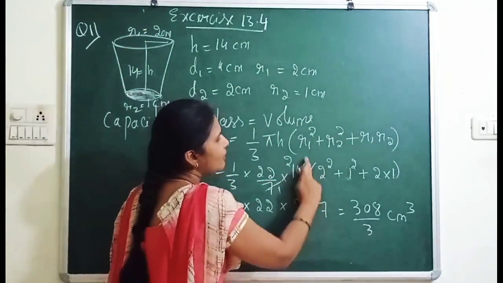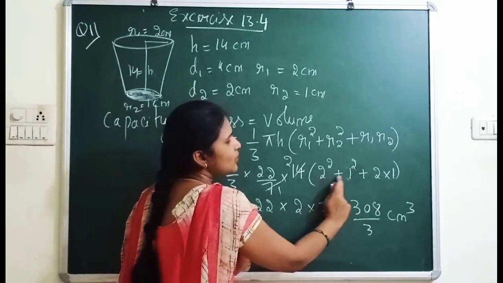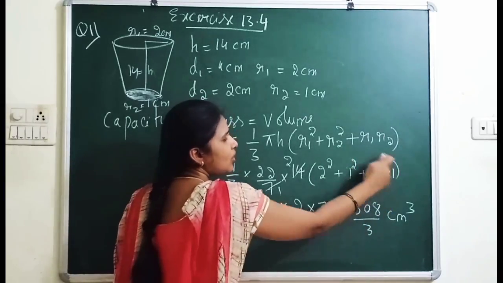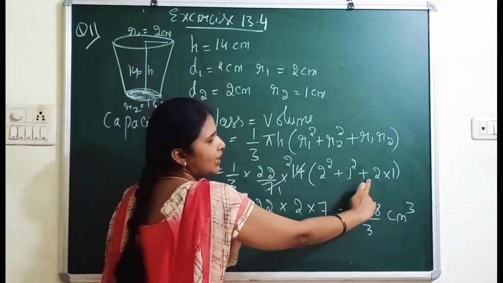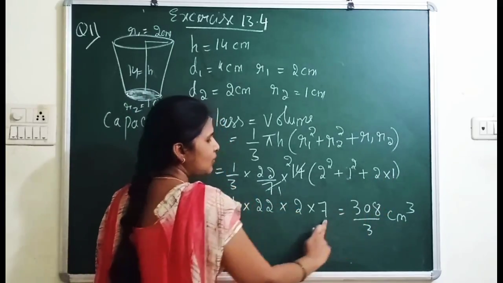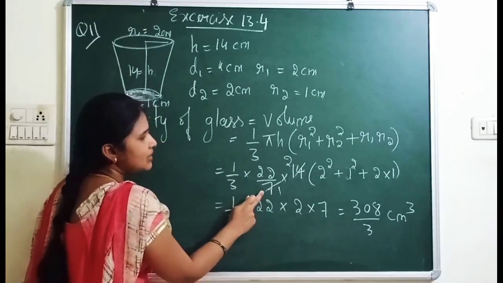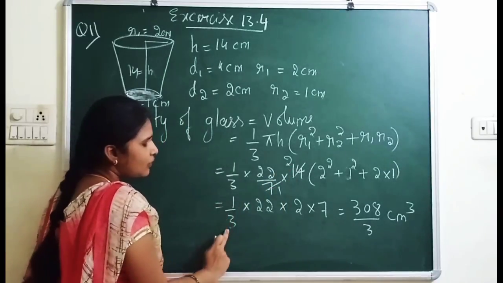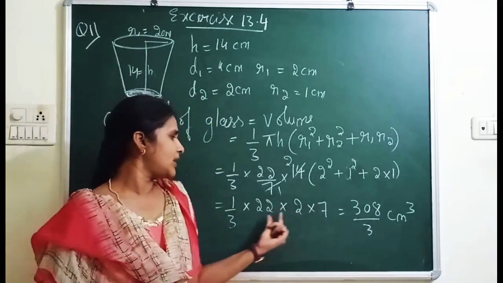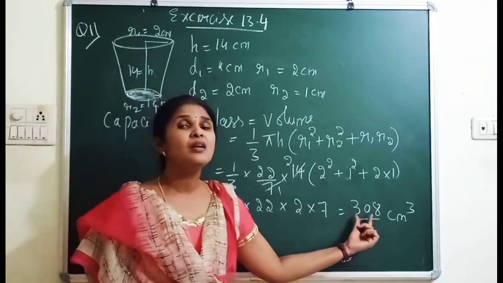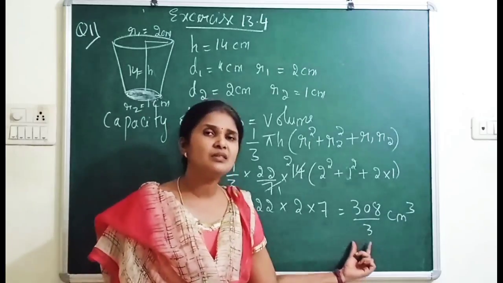So R1 square, R1 is 2, R2 is 1. 2 square plus 1 square plus 2 into 1. Overall in this bracket, 2 square is 4, 1 square is 1, 4 plus 1, and plus 2 ones are 2. So total you will get 7. And you can cancel your 7 2s are 14. So you got 1 by 3 into 22 into 2 into 7. So multiply all this numerator, 22 into 2 into 7, we get 308 divided by 3.